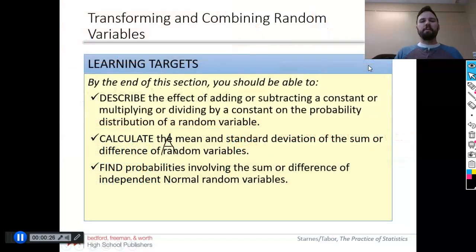Because what were we going to look at? We're going to look at what happens when we add or subtract a constant, and when we multiply or divide by a constant. And then in B, we're going to look at what happens if we add or subtract the standard deviation and means of two separate random variables, and we'll find the probabilities of the normal random variables doing the same thing. Okay? It sounds really scary.